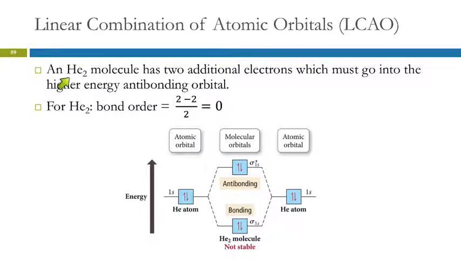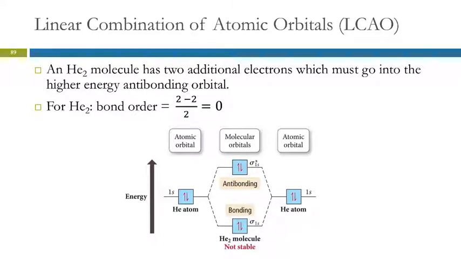So let's look at He2, two helium atoms, and see what happens when they try to bond. This helium atom has 2 electrons in its 1s orbital, and this helium atom has 2 electrons in its 1s orbital. The combination of these two 1s orbitals gives us a bonding orbital and an anti-bonding orbital. We have a total of 4 electrons, so we put them in. We fill up this one first, 1, 2, and then we go up to this one, 3, 4.